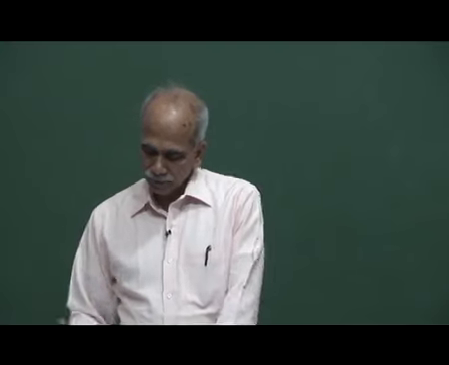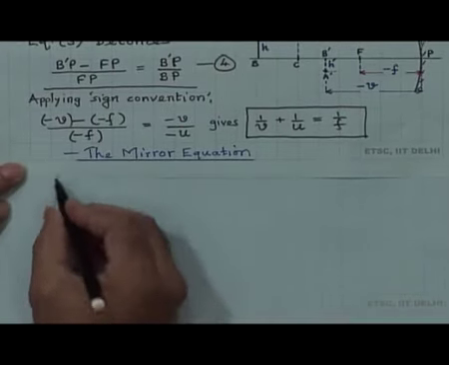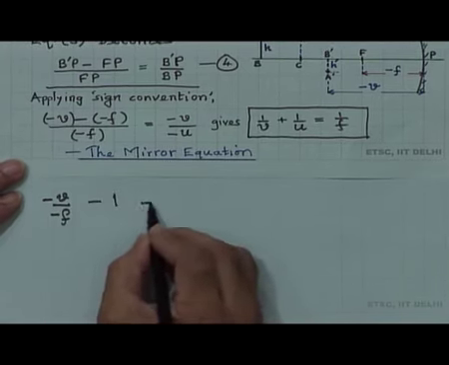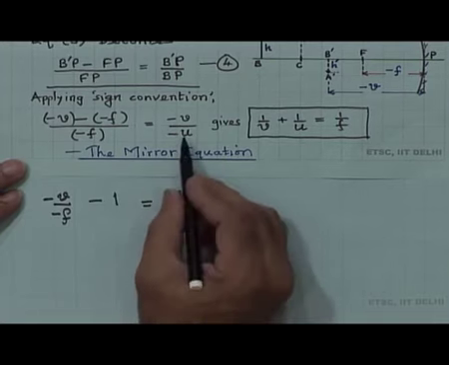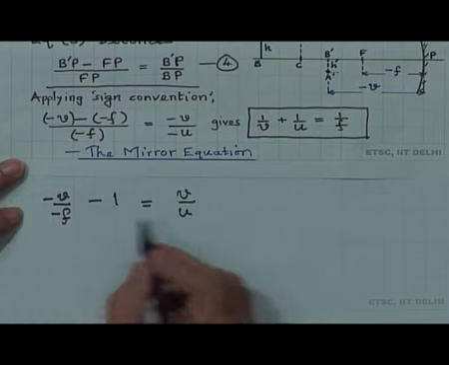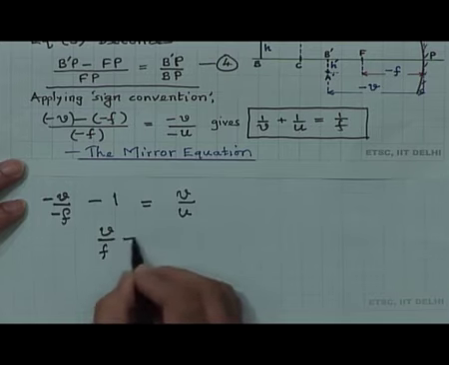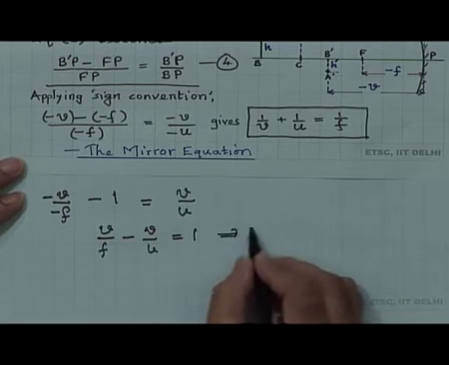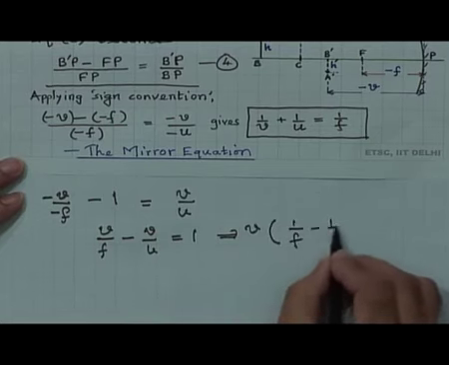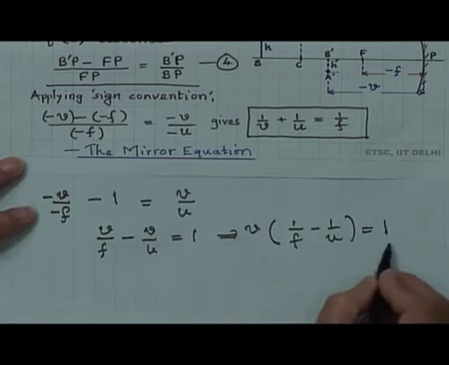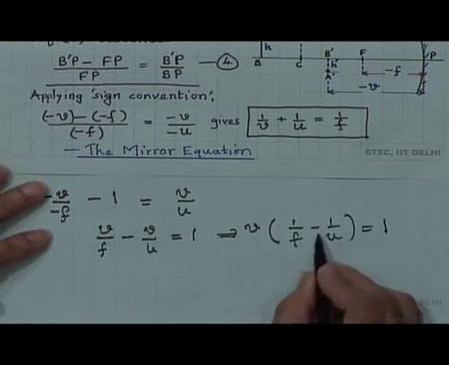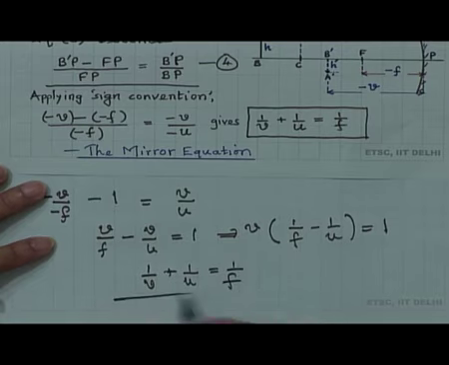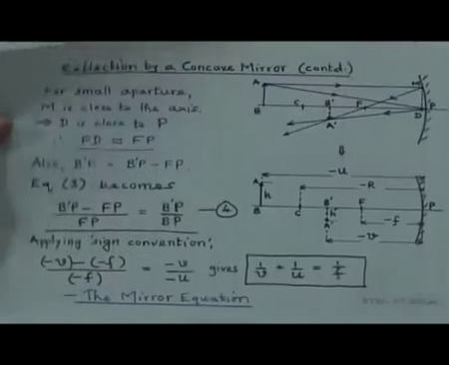So, quickly you can simplify here. So, this is minus v by minus f minus, minus f by f, which is 1, which is equal to minus v by minus u, which is v by u, and therefore, this is v by f. So, I take this to the other side. So, we have v by f minus v by u is equal to 1, this 1 goes to the other side, which implies v into 1 over f minus 1 over u is equal to 1. v goes to the other side. So, we have 1 by v on the other side, and I take this to the other side. So, we have 1 over v plus 1 over u is equal to 1 over f, which is the mirror equation. So, this is called the mirror equation.